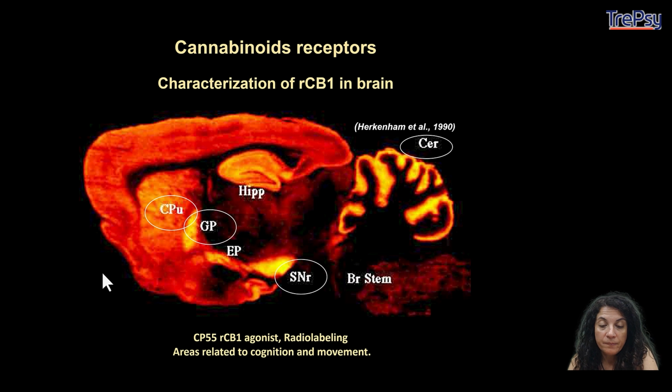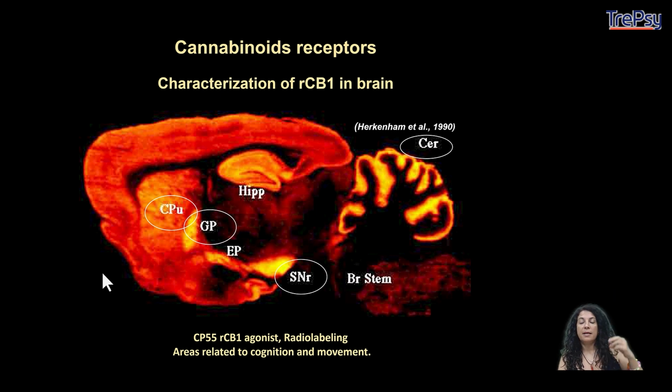Cannabinoid receptors. First, I would like to tell you a history of the cannabinoid receptor. First, the CB1 receptor, the characterization of this receptor in the brain for the first time, and then we will discuss the CB2 receptor and its characterization in the peripheral and central nervous system.